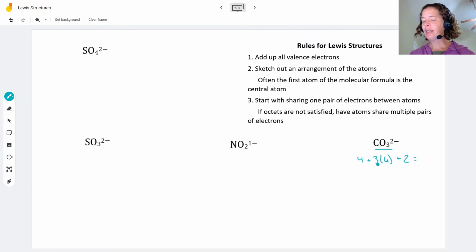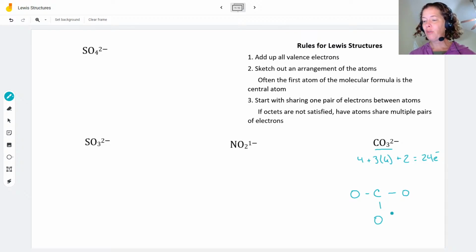So what I've got is 18 and another 6, so I've got 24 electrons again. This seems to be a theme, so I think you can probably see where this is going. Again, carbon is your central atom, written first, alone. Hopefully as we do these, you're seeing a pattern. Okay, so starting with single bonds.